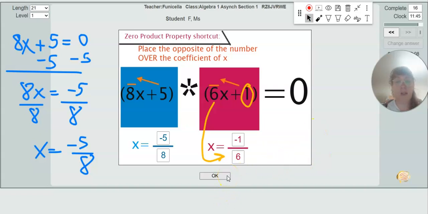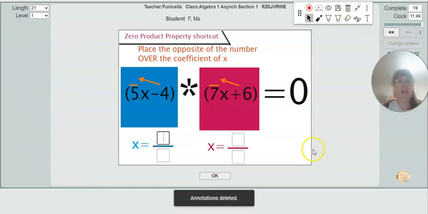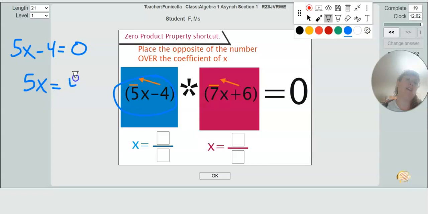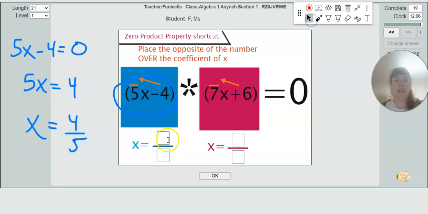Pause the video whenever if you need to. And I think this is our last one. 5x minus 4 equals 0. That's our first factor. Add 4 to both sides to get 5x equals 4. Divide by 5 to get x equals 4/5.